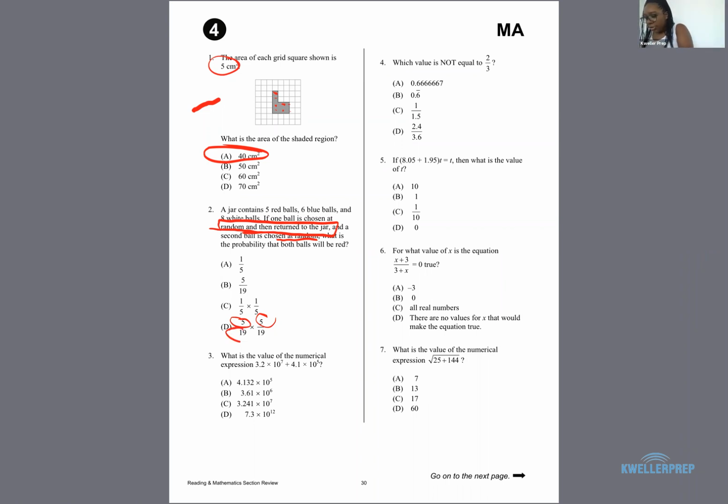Now, they try to trick you up and make you think that, oh, well, if one ball was removed, then the denominator would be 18 because you'd have 18 balls. But the ball was put back into the total group of all the balls. That means you'd have 19 again. And because it was returned, the probability will be 19. And the same thing for the other one, it will be 19 as well. So D is the answer.